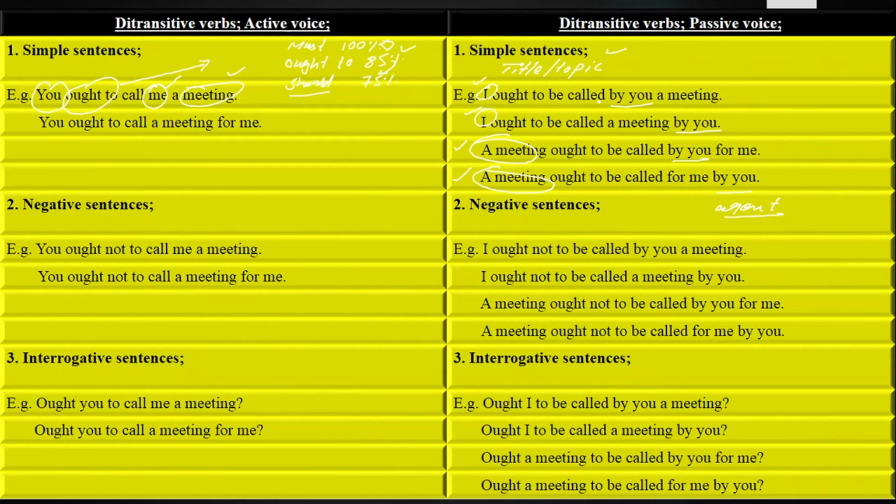And keep one thing in your mind. When you bring the indirect object in the first and second sentences at the beginning, "by you" will come at the end: "me" at the beginning, "by you" at the end. And when you bring "a meeting" in the third and fourth sentences at the beginning, "by you" comes at the end, and "for me" comes at the beginning or before "by you." The sentences will be changed in this way.